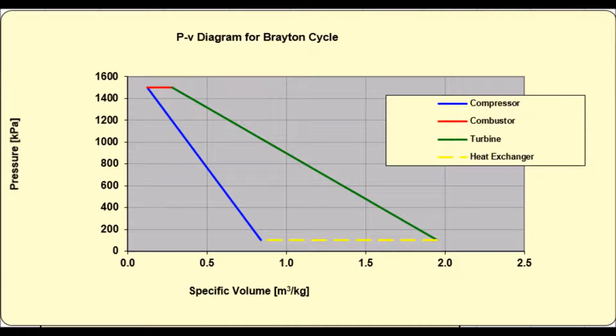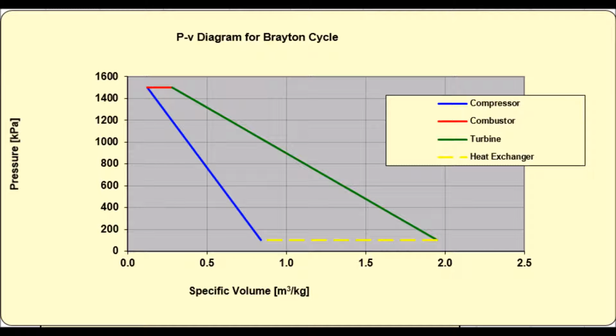During the compression stage, the specific volume decreases while the pressure increases. In the combustor, air undergoes an isobaric process. The pressure remains the same while the specific volume increases due to the combustion of natural gas.